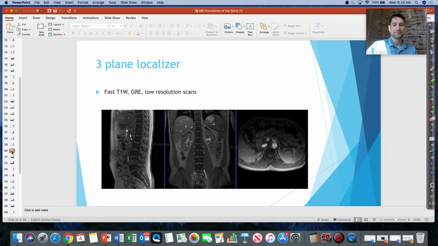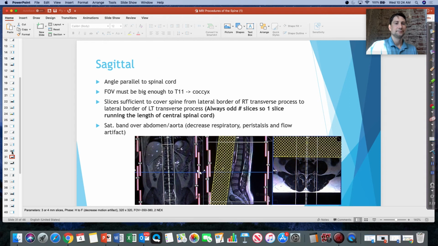It's your localizer. Once again, for your sagittals, you're aligning with the spinal cord. Keep that odd number of slices. Make sure you're covering from transverse process to transverse process. Get the entire vertebral body, because you don't want to cut off the pedicle or the lamina, because a lot of those nerves come out of that intervertebral foramina, and we need to visualize if those nerves are getting impinged upon by that intervertebral foramina starting to close. So make sure you're covering from transverse process to transverse process.